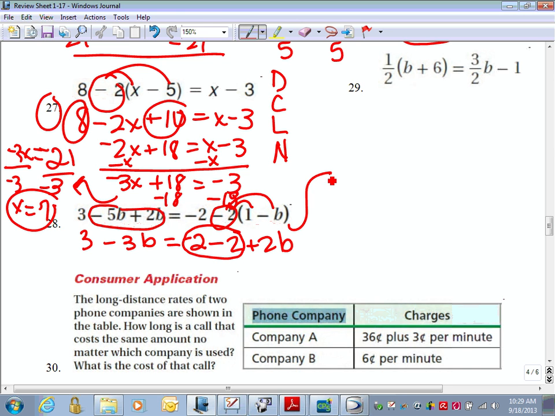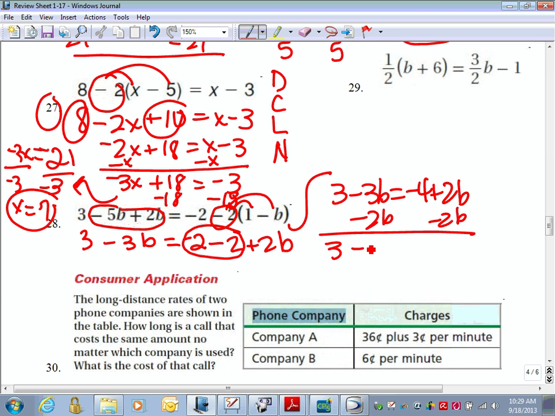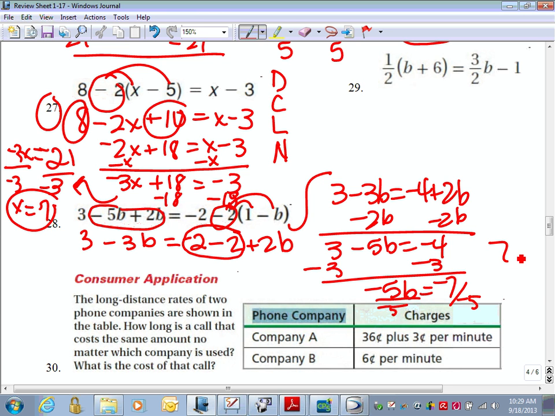I'm going to bring this over here. I'll have to give it a little space. 3 minus 3b is equal to negative 4 plus 2b. Letters to the left. 3 minus 5b is negative 4. Numbers to the right. And I have negative 5b equals negative 7. Divide both sides by negative 5. And I got 7 over 5.